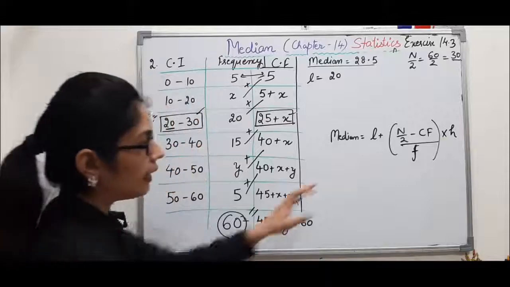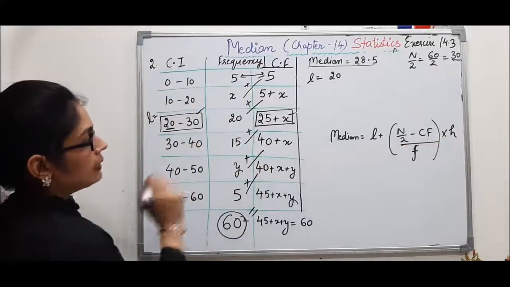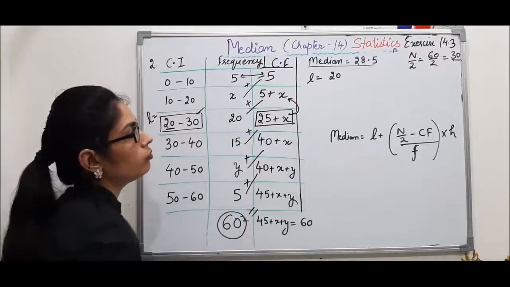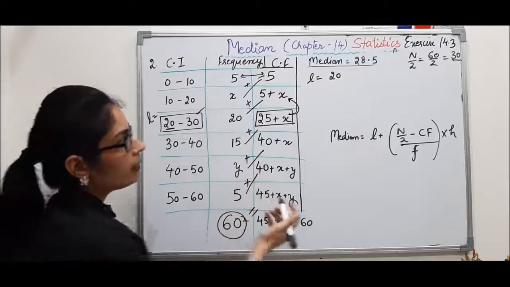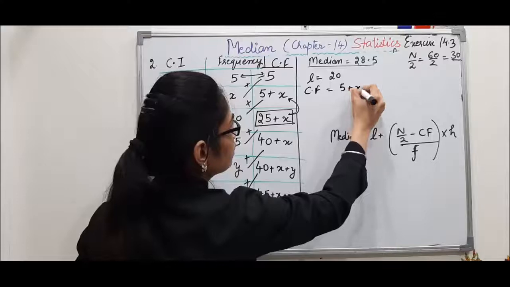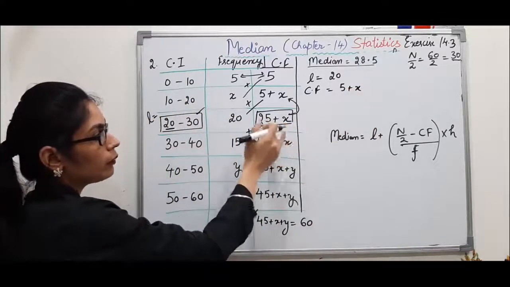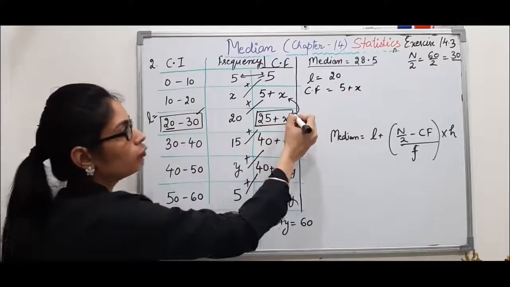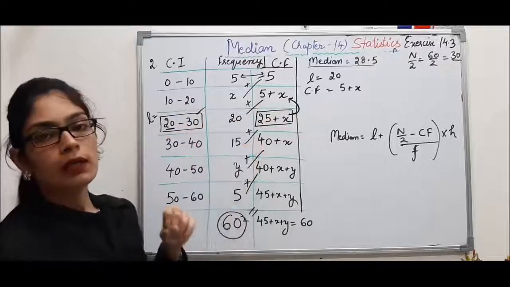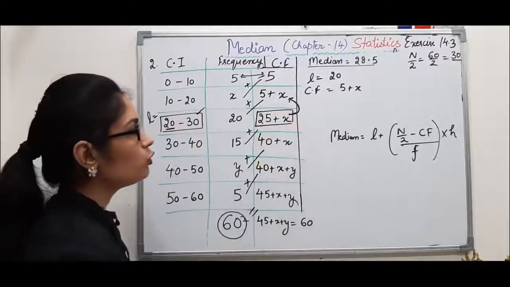So we have got L, we have got n by 2 and CF. CF, I have told you, it's the previous value of this. So directly we can write CF equals 5 plus x. You can remember it this way: the cumulative frequency opposite to the median class, you have to choose the previous frequency, and this will be the cumulative frequency.